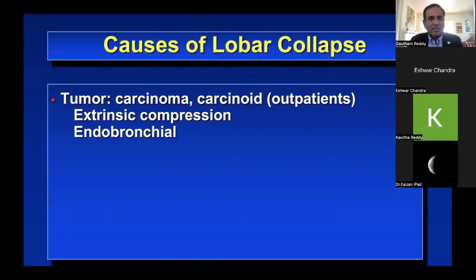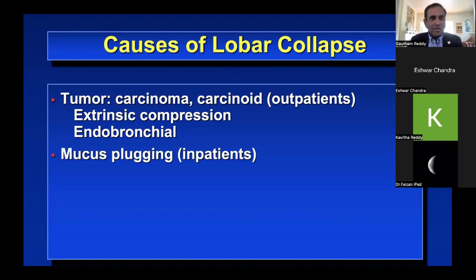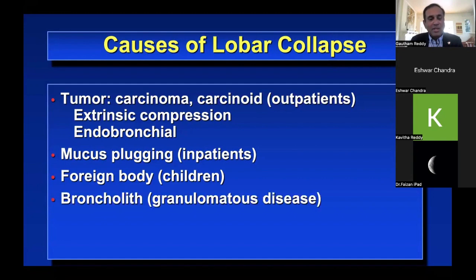Okay, what are some causes? Well, in outpatients who are adults, think about tumor. In older individuals, especially patients with a smoking history, think about carcinoma of the lung, but carcinoid is also a possibility for an endobronchial lesion. It could be extrinsic compression by a mass or endobronchial mass causing collapse. In inpatients, mucus plugging is the most common cause, and the other cause is aspiration, so plugging of the bronchus, either with mucus or aspirated material. In children, we think about foreign body aspiration.